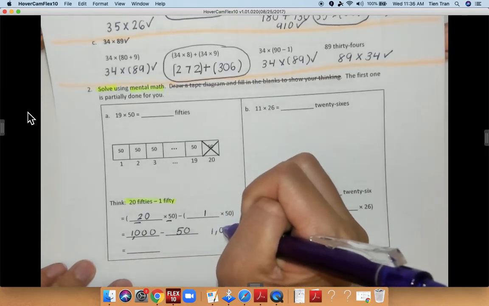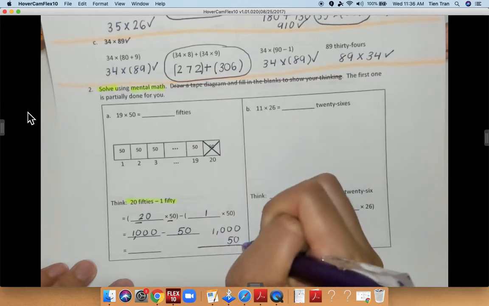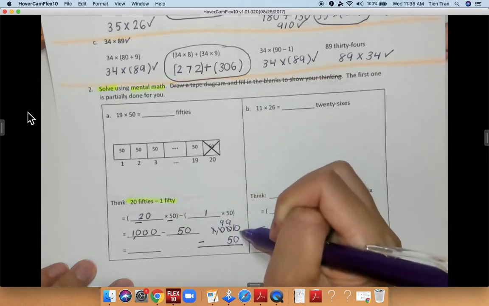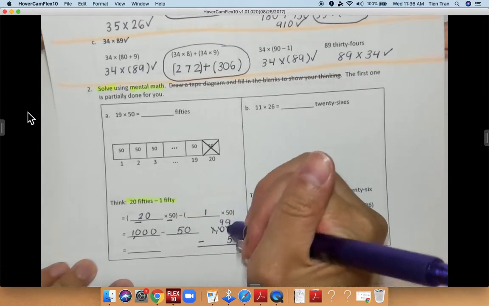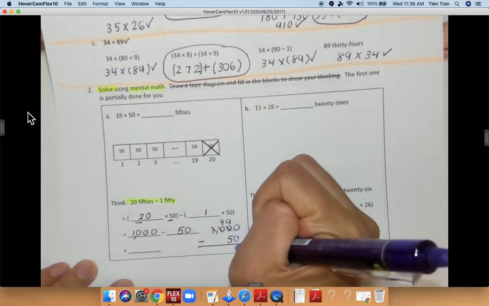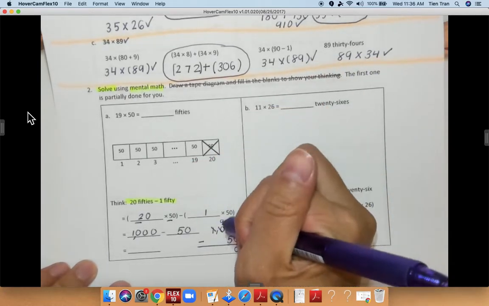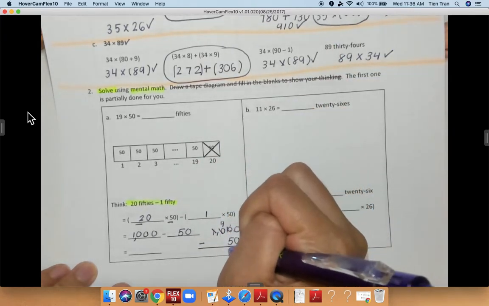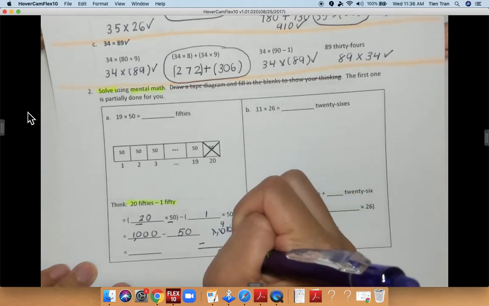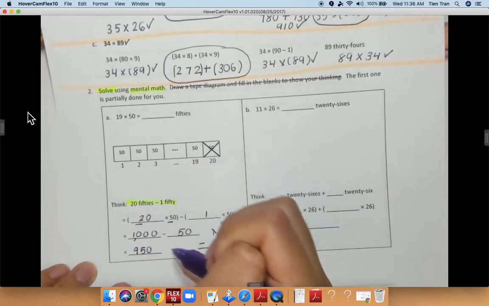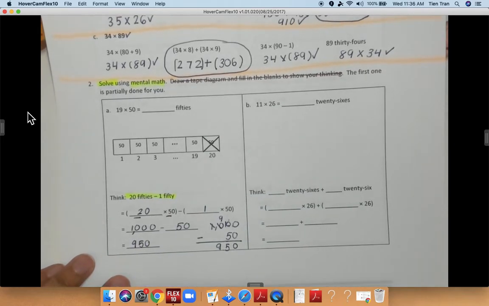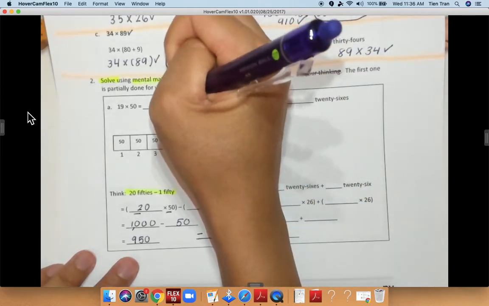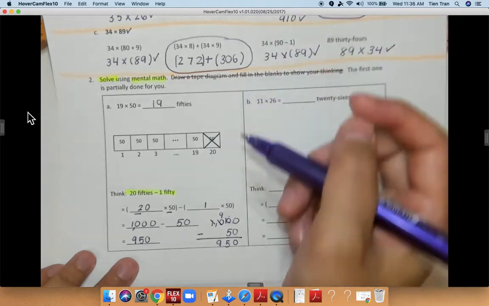So I'm going to do that right here. 1,000 minus 50. I'm going to subtract. I'm going to regroup. My numbers are going to change to 9. 0 minus 0 is equal to 0. Or actually, this one is going to be 10 minus 5. 10 minus 5 is equal to 5. And bring down your 9. So you get 950 when you subtract 1,000 minus 50. So my final answer is that there are 19 50s, which is the same as saying 19 times 50.